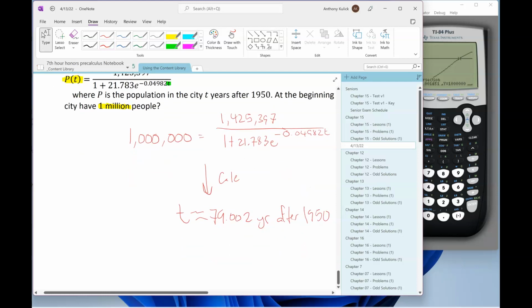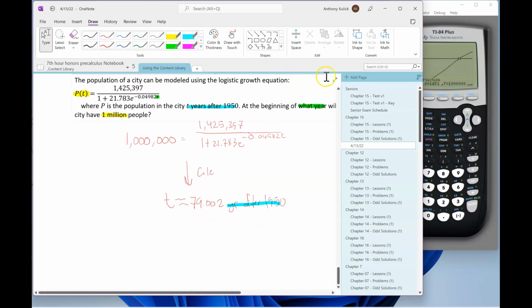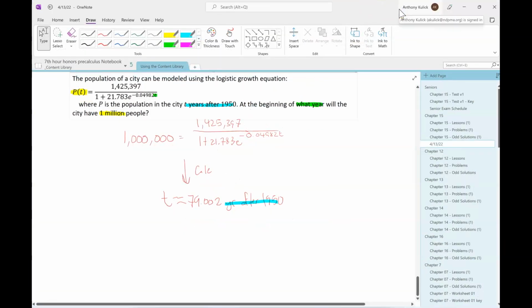Again, remember that T is the years after 1950. So, does that actually answer the question that we're being asked, though? Remember, the question we're being asked is at the beginning of what year? So how would I answer this then? 2029 is what John says. Does everybody agree with him? I don't. I would say it should be 2030.